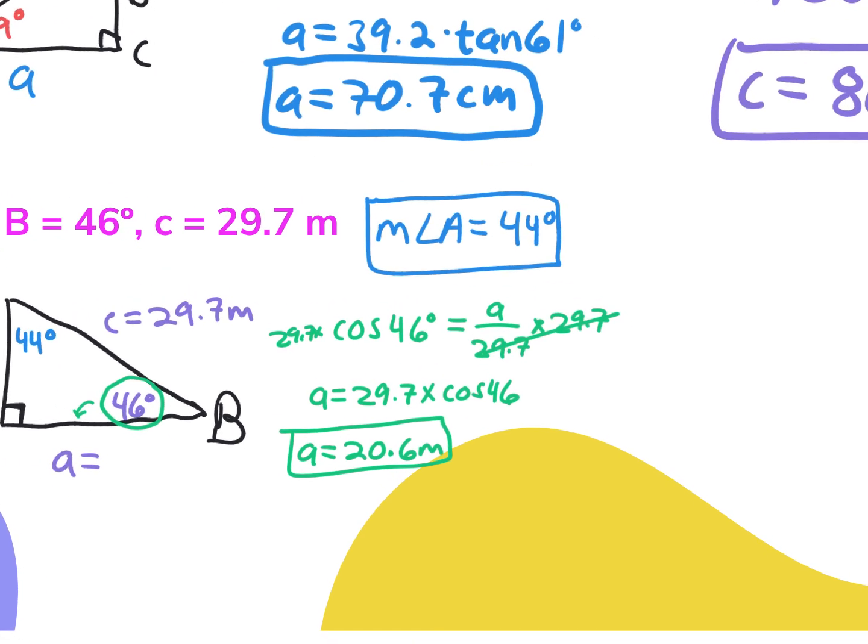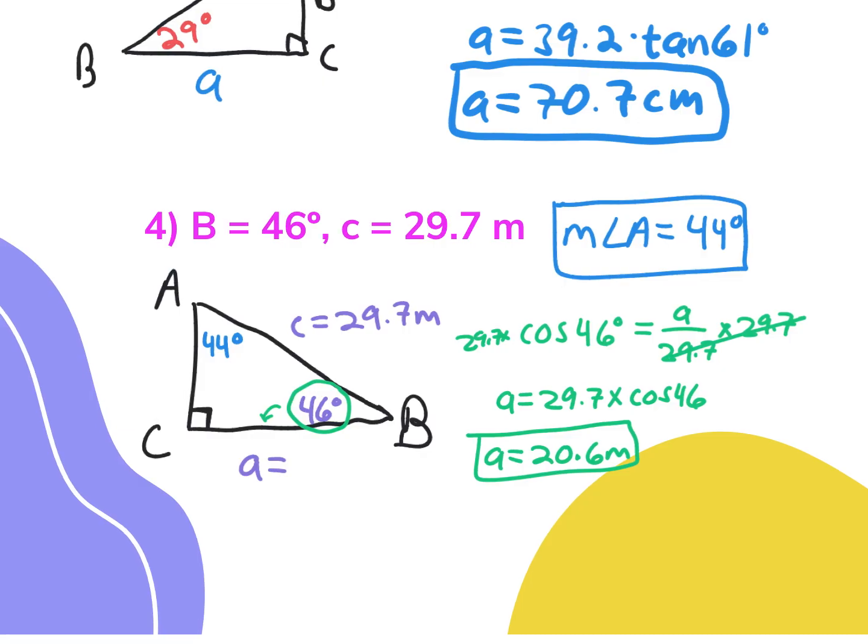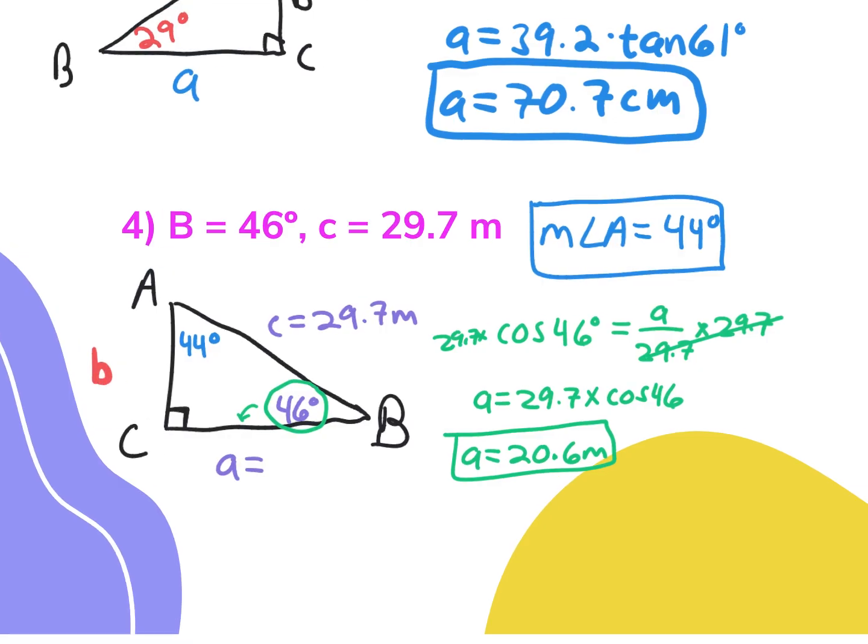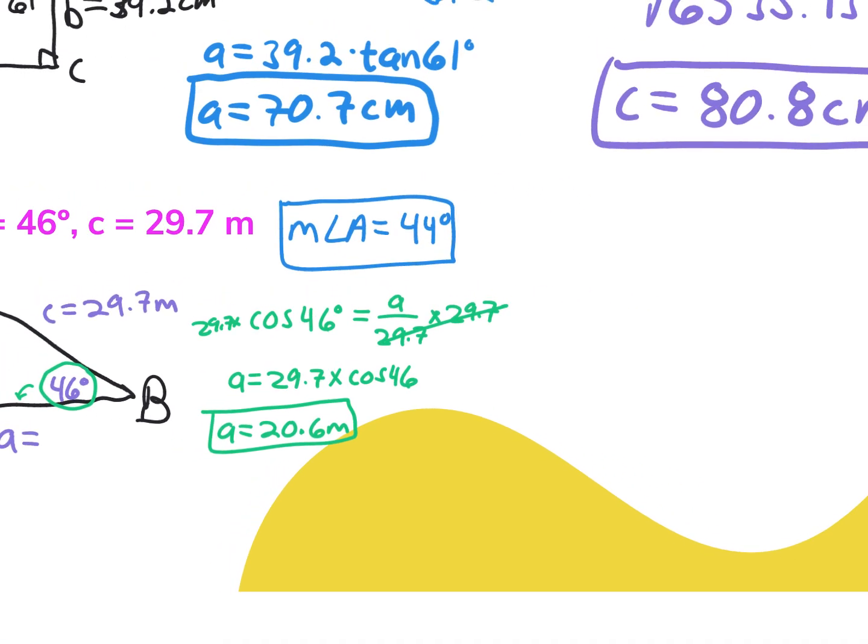All right, very last thing we need is side B. So we don't know what side B is, but we have two sides, so we're going to use Pythagorean theorem. So we're going to do A squared plus B squared equals C squared. And then we're going to try to find side B. So just plug everything in. We're going to do 20.6 squared plus B squared equals 29.7 squared. All right, so plug everything in.